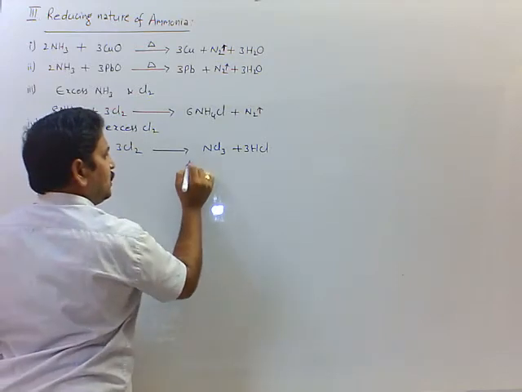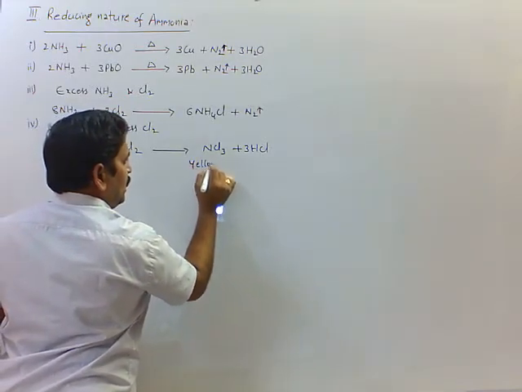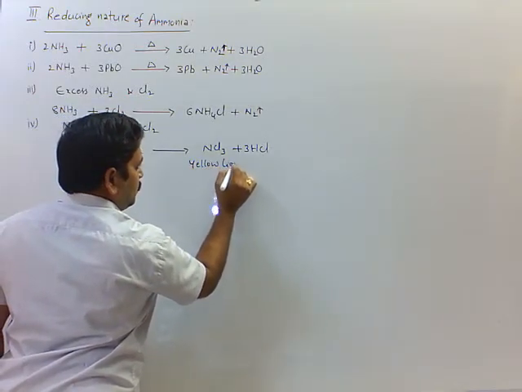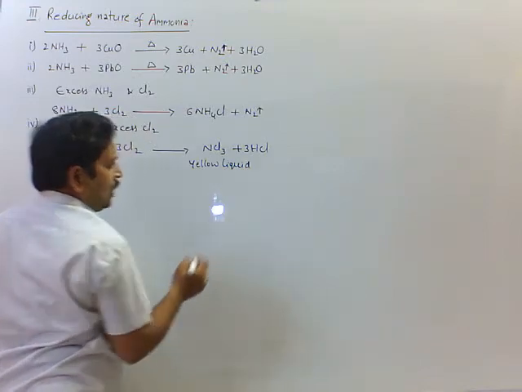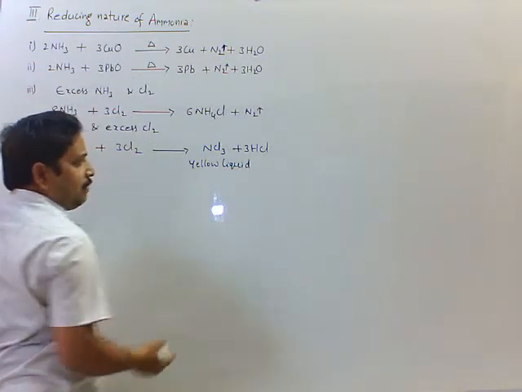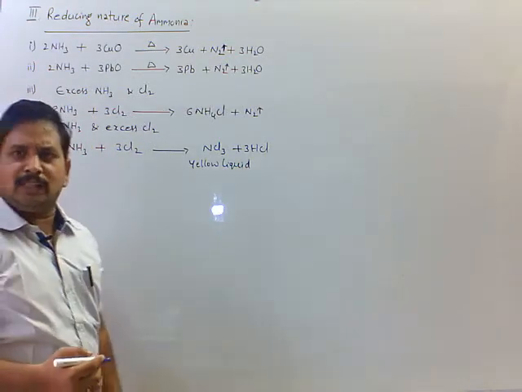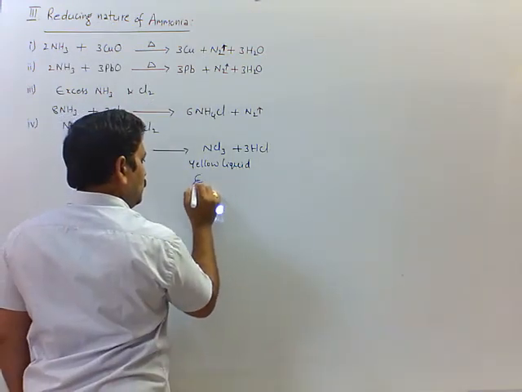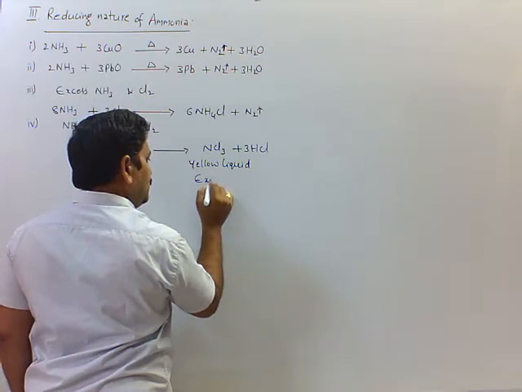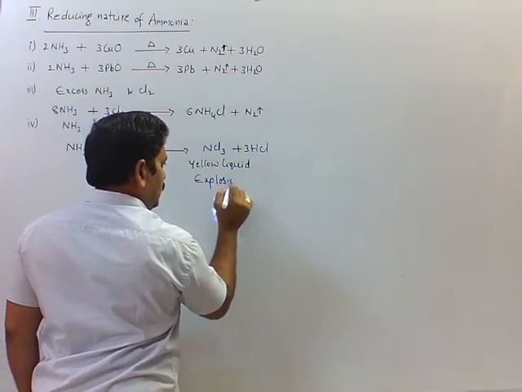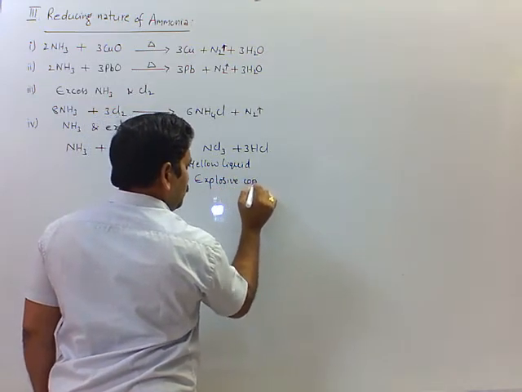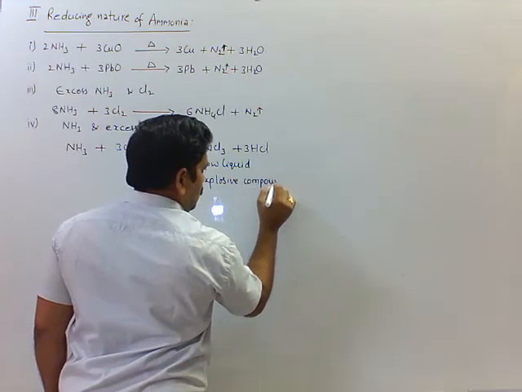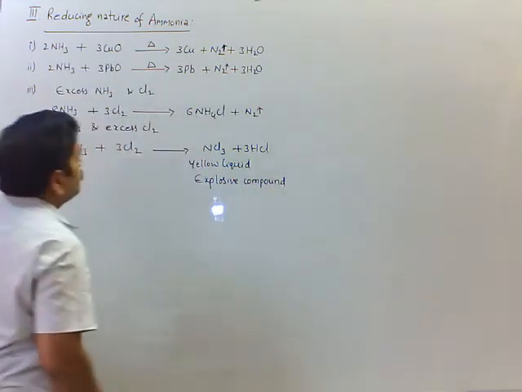It is a yellow color liquid. Nitrogen trichloride is a yellow colored liquid, and also it is an explosive compound. Nitrogen trichloride is an explosive compound.